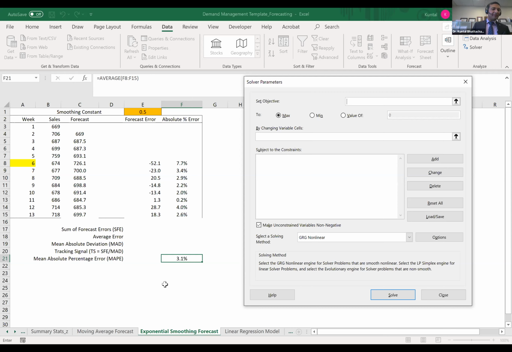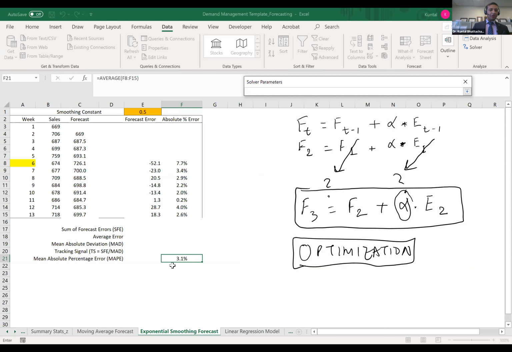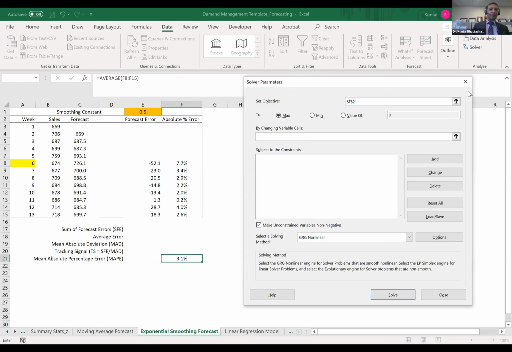What is our objective in this context? Our objective is to minimize the mean absolute percentage error, or minimize the cell F21. And so I'll go to that Set Objective. I'll choose that cell, that's my F21 cell. I don't want to maximize it. I want to minimize it. So I choose the minimize option.